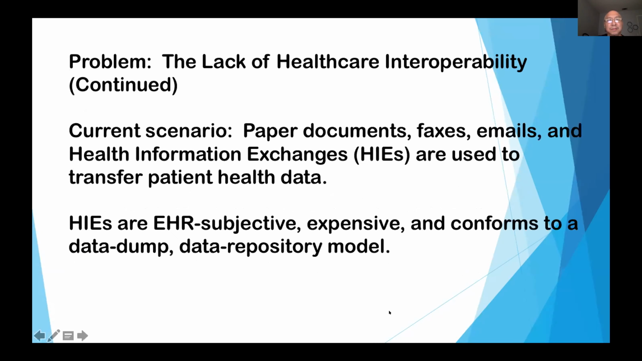So what's the current scenario at the present? We utilize paper documents, faxes, emails. If the hospitals are lucky, they utilize health information exchanges, and they use that to transfer patient health data. HIEs are actually EHR subjective, expensive, and they're conformists when it comes to the data dump, data repository model.